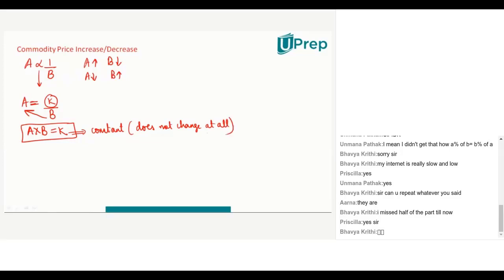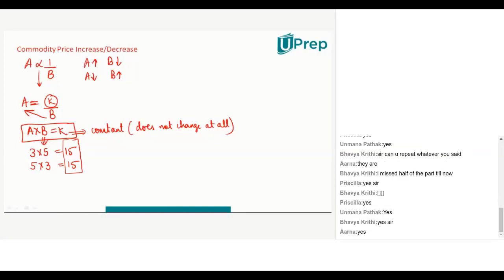All right. Now, let me take a very simple example based on this. If I write 3 into 5, it is equal to 15. Or if I write 5 into 3, this is also equal to 15. Is everyone following? Now, isn't 15 a constant? Why is it constant? Because whatever is happening with A and B, 15 is not changing. All of you agree?